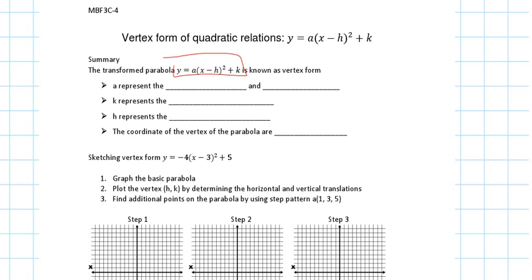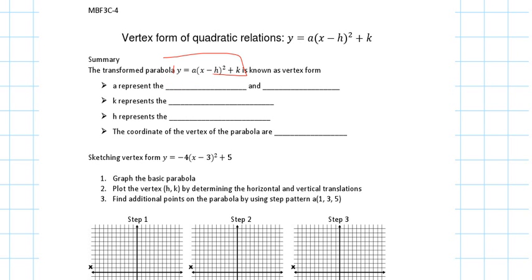What else? No, I'm asking about a. If it's more than 1, y. So if it's more than 1, what do we call that? Stretch. Vertical stretch, yep. Good. So a represents the direction of opening, so either up or down. Or you know what? I'm going to just put reflection. Okay.